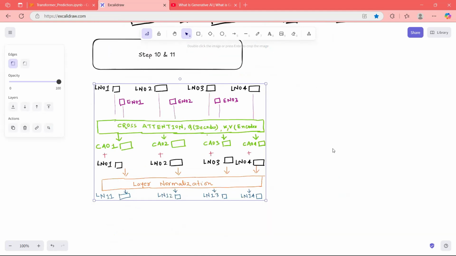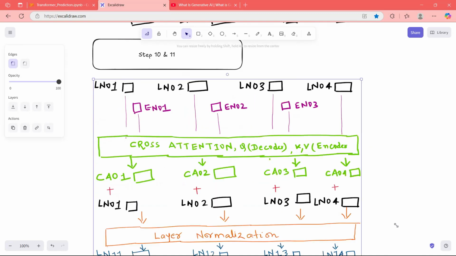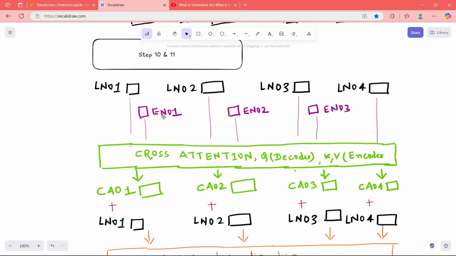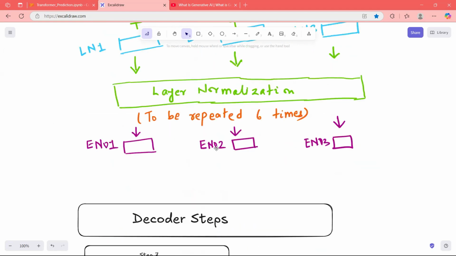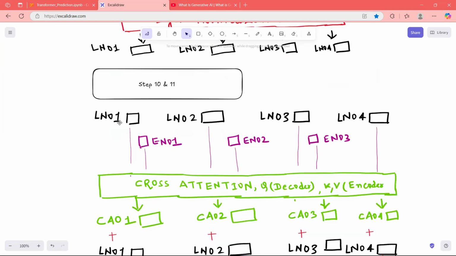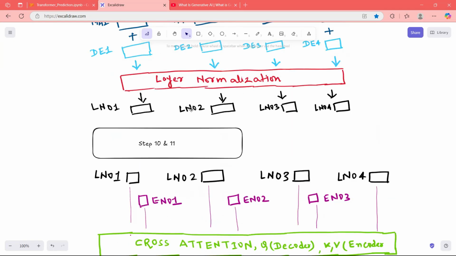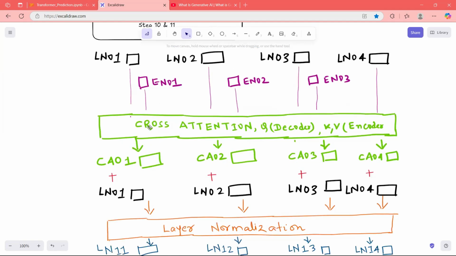layer norm 01, 02, 03, 04 will come obviously. And then EN01, 02, 03 is coming. So where from this EN01, 02, 03 is coming? I told you this is encoder output. EN01, 02, 03, same color, okay? EN01, EN02, EN03. And here LN01 is coming from previous layer of decoder. EN01 is coming from encoder. And hence I'm calling here cross attention. Cross attention Q decoder, KV encoder. Very simple. Query will come from decoder and K and V will come from encoder.